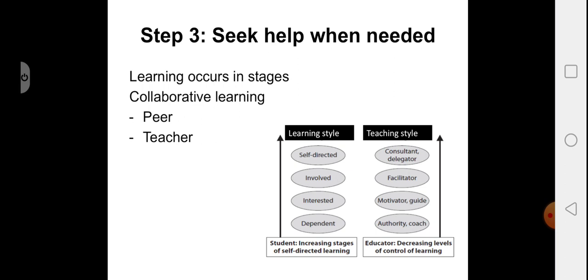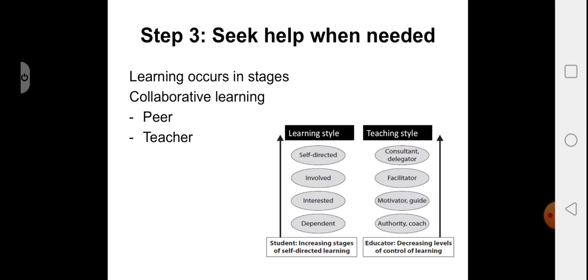Step 3 is seek help when needed. However self-directed you are, you always need help either from a peer or a teacher, because learning occurs in stages. Overnight, a student can't be self-directed. Initially, he is dependent. Next, he becomes interested, involved, and only then is he self-directed. You can see in the picture here the stages of self-directed learning of a student, how he evolves.